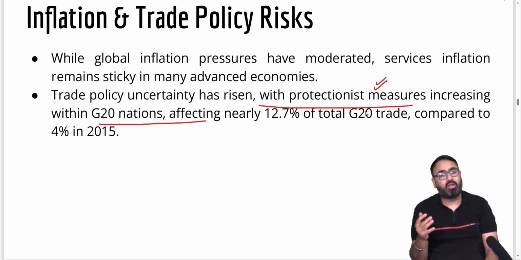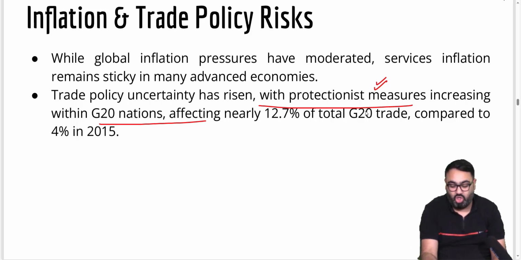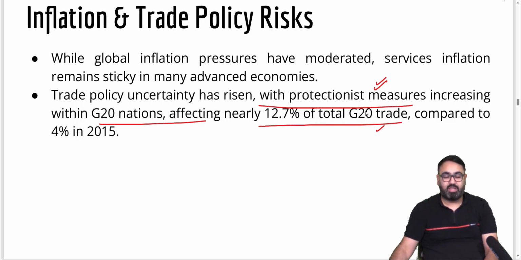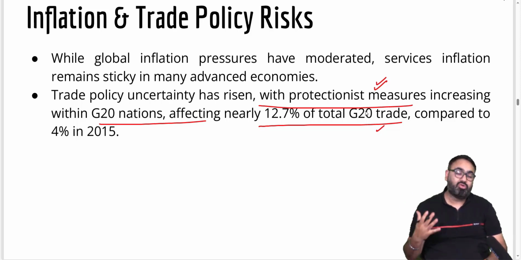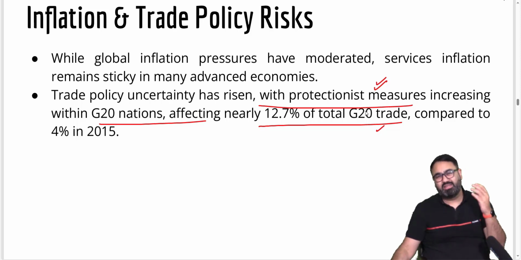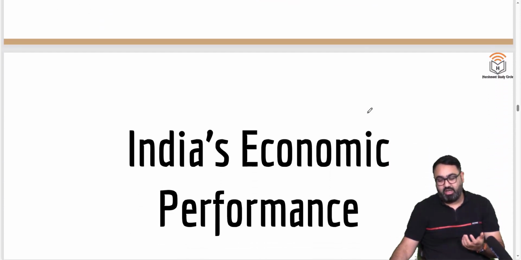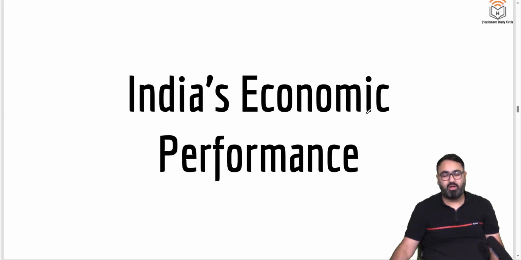So many G20 countries are actually giving a push to these protectionist measures, which has affected about 12.7% of the total G20 trade. Because of this, again, the world where we are proud to say that we are a globalized world, that seems to be decreasing slightly. Many countries are now making strict provisions not to allow other products to enter their countries. US also, with Donald Trump coming back to power and the policy of America first, seems to be going to the path of protectionist policy. This was the global scenario in that screenshot.